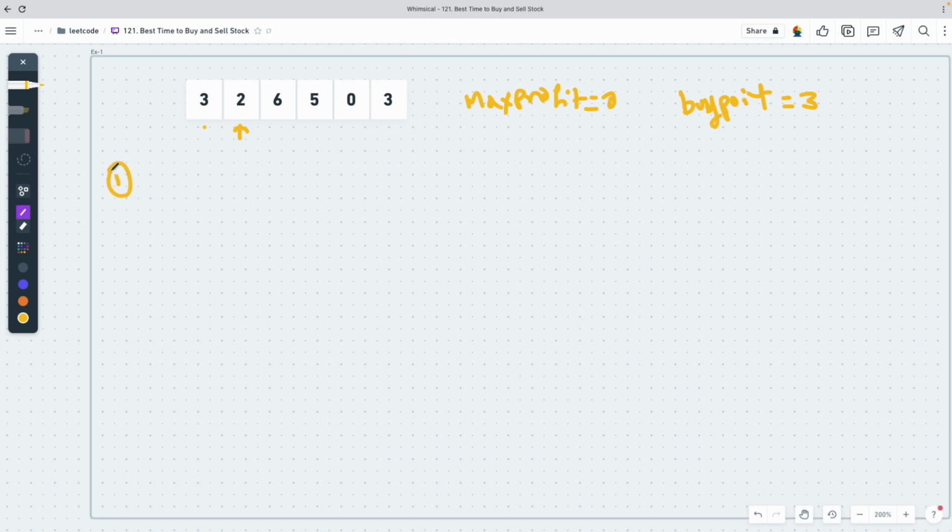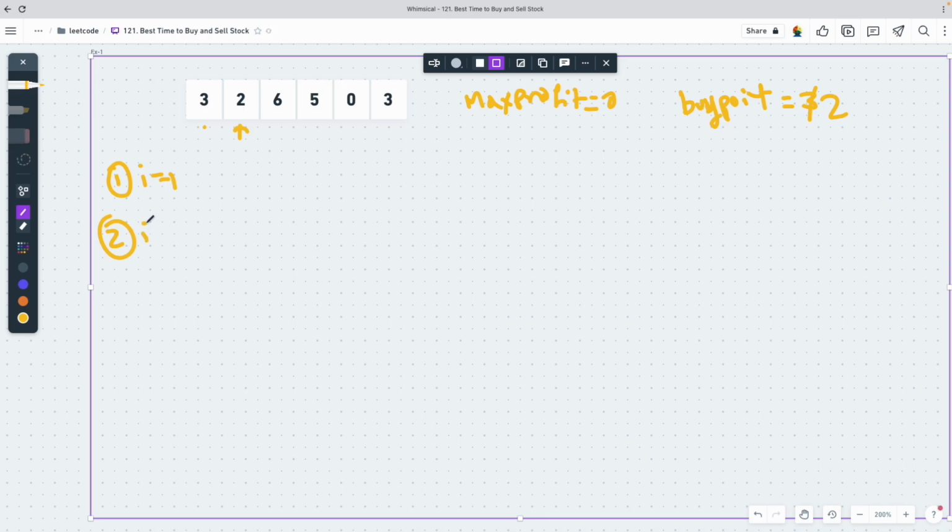Now since this is the buy point, we will start from here. So in the first iteration, I is 1, and at this point we have two decisions to make. If this can be the new buy point, when can it be the new buy point? If it has lower value than the current buy point. So 3 is less than 2, so it can be the new buy point. So we just update the buy point in this iteration.